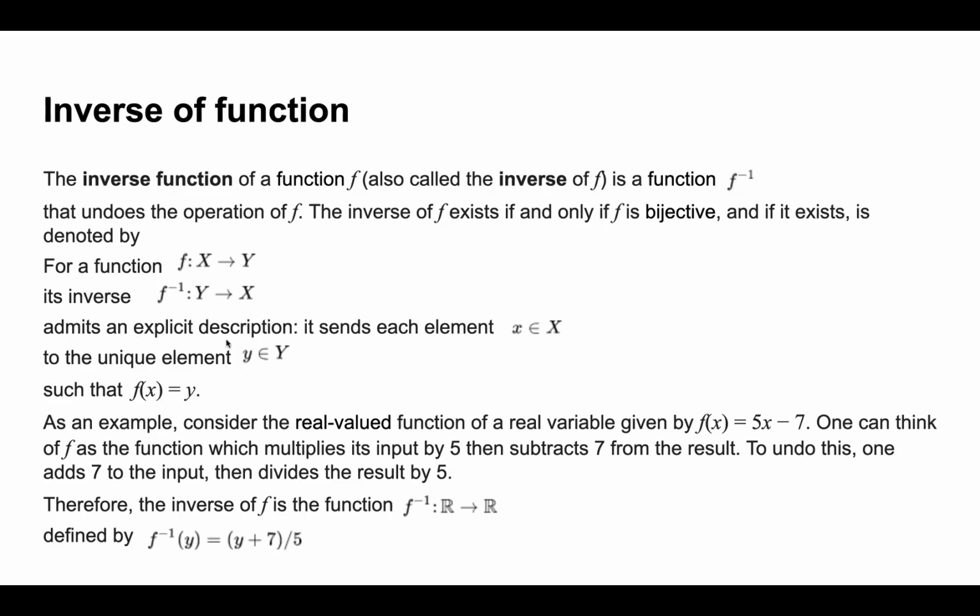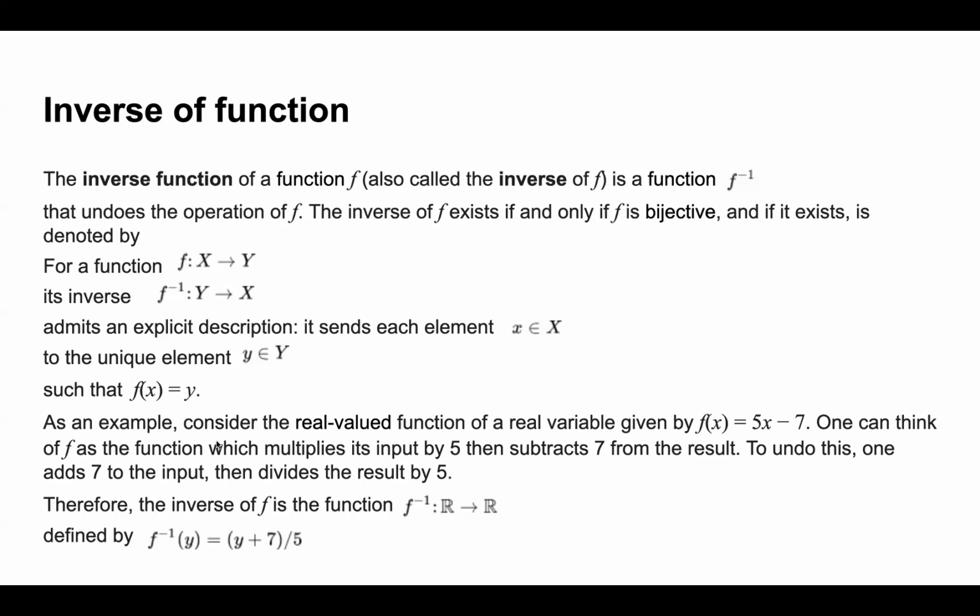It admits an explicit description. It sends each element x belonging to X to the unique element y belonging to Y, such that f of x equals y. Now, as we are dealing with functions, this is the case always, not most of the times, always. The meaning is like this, f of x equals y, where small x is an element of set X and small y is an element of set Y.